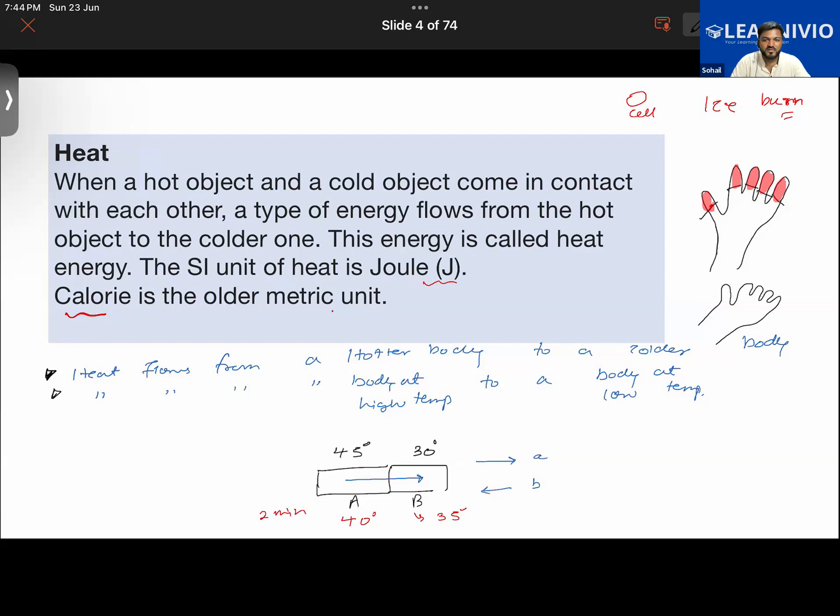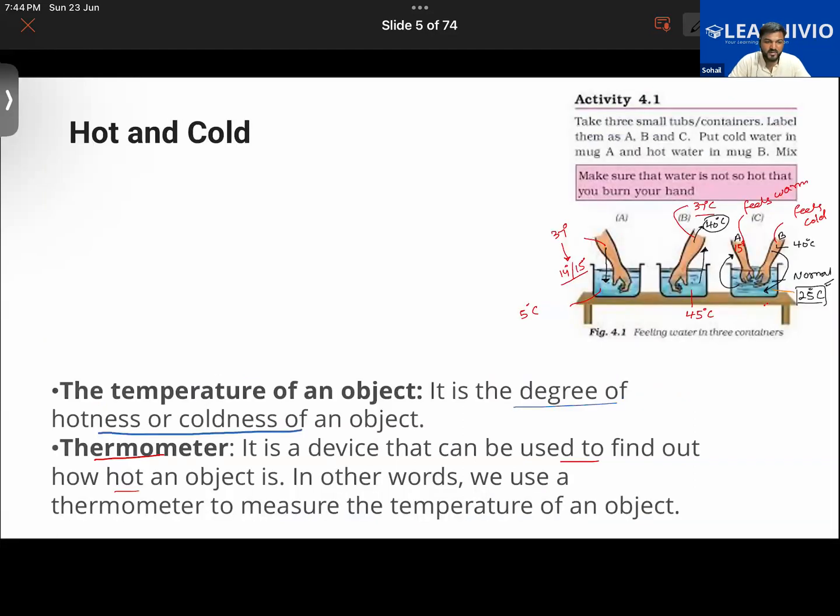Okay, now, that is the thing. We talked about this, and the SI unit of heat is joule. We measure it in joule. Then we learned about temperature and thermometer. Sometime while we would be revising this chapter, we'd be revisiting these concepts.